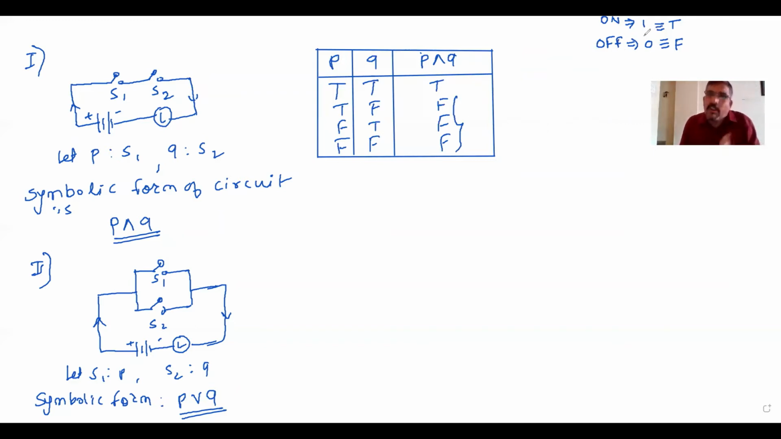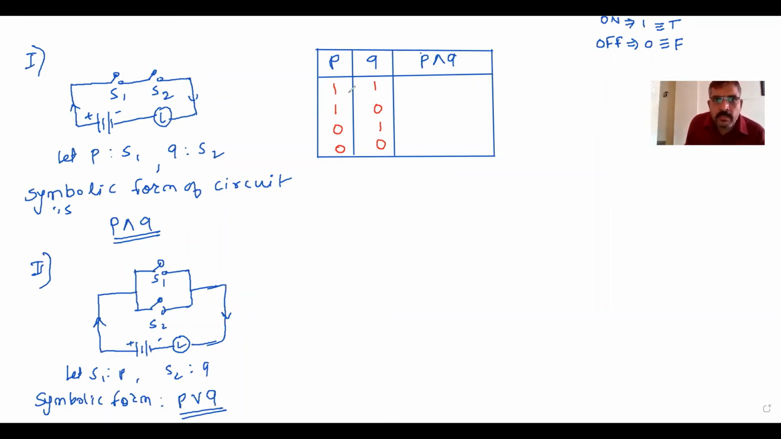It means on. Now I am changing this for the circuit. Instead of TF, we are using 1 and 0. Please see here: 1 1, both switches are on. First on, second off; first off, second on; both off. These are the four possibilities of the state of the switches.